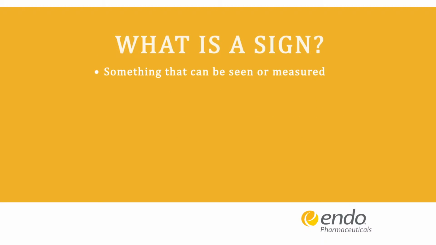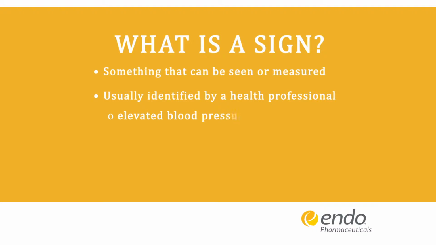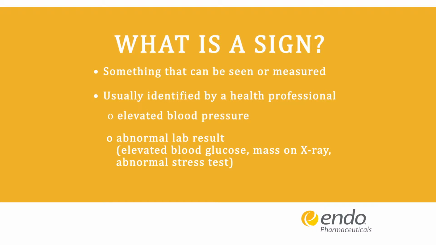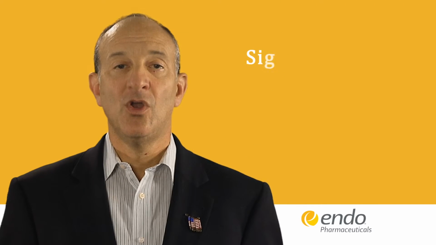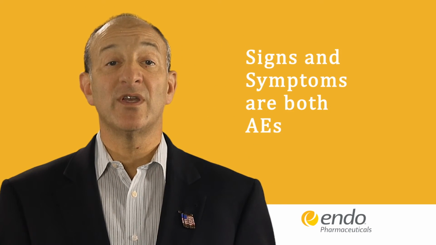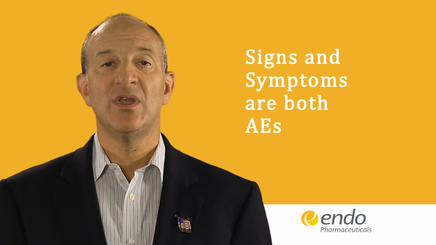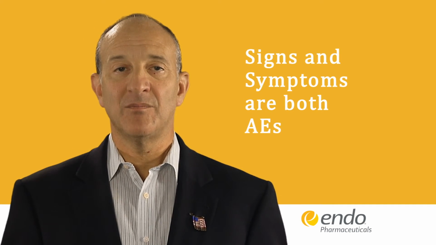On the other hand, a sign is something that can be seen or measured, usually by a health professional. An abnormally elevated blood pressure, or an abnormal lab result, or a finding on an X-ray would be signs. Sometimes it's even simpler. A skin rash would be a sign because it's observed. Whether the undesirable experience is a sign or a symptom, it is regarded as an AE.